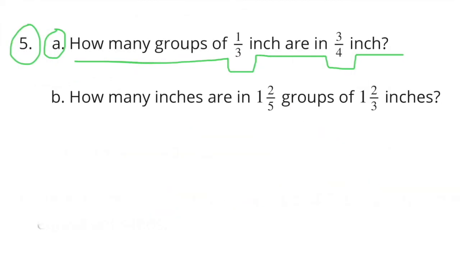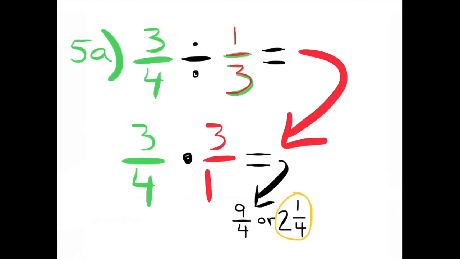Number 5. A. How many groups of 1/3 inch are in 3/4 inch? 3/4 inch divided by 1/3 inch equals 3/4 times the reciprocal of 1/3, which equals 9/4 or 2 1/4.